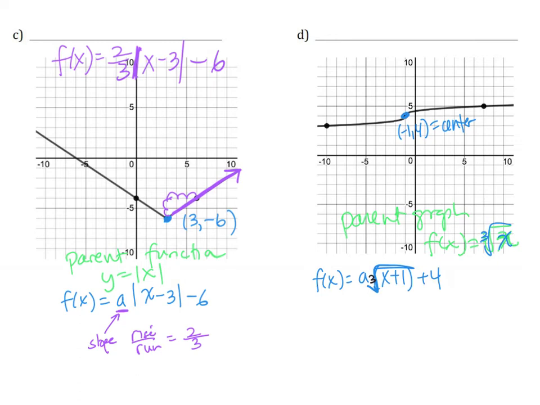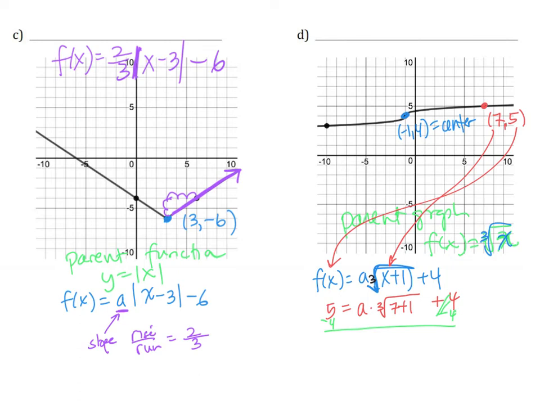So I have to find my a value. How am I going to find my a value? I'm just going to take a point on the graph. This point is (7, 5). So when y is 5, x is 7. So I get 5 equals a times the cube root of (7 plus 1), and then plus 4. So I subtract 4 from both sides. So I get 1 equals a times the cube root of (7 plus 1), which is 8. Well, the cube root of 8 is what? What times what times what will give us 8? Hopefully you're saying 2. 2 times 2 times 2 is 8, so the cube root of 8 is 2. Therefore, a equals 1/2.